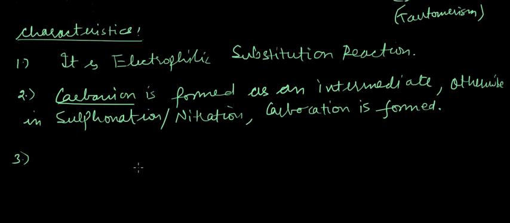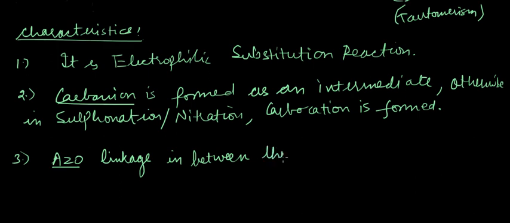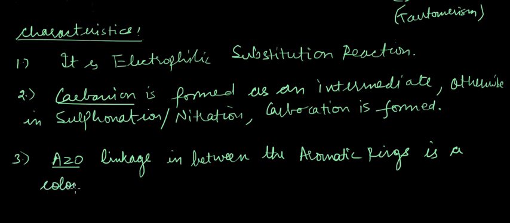Third point is azo linkage in between two carbon rings is a colored compound. So we got the linkage as N double bond N, and N double bond N actually gives the color to the aromatic compound hence formed. Hence we'll just write this as azo linkage in between the aromatic rings gives a colored compound simply.